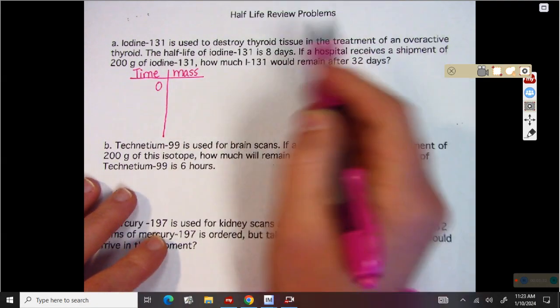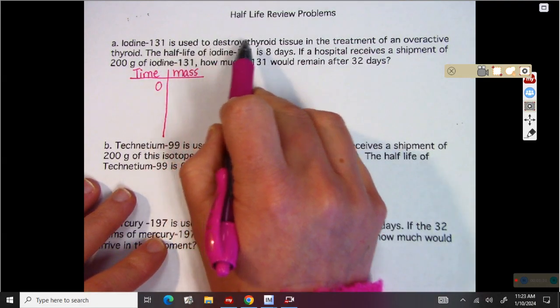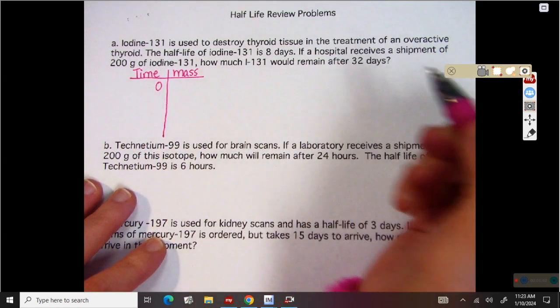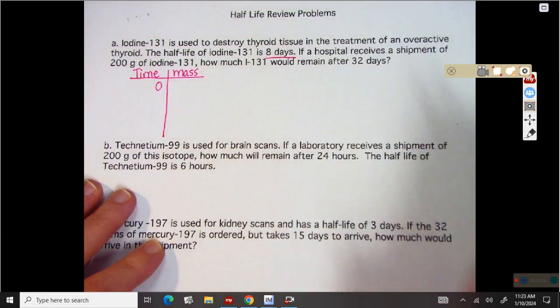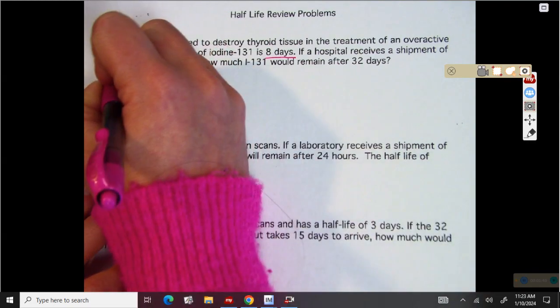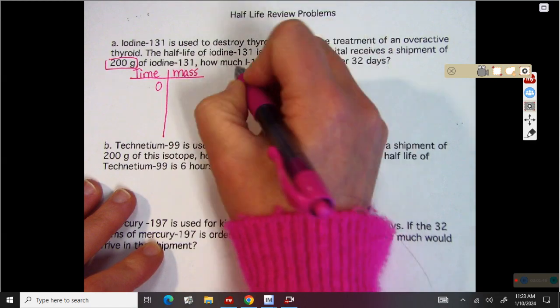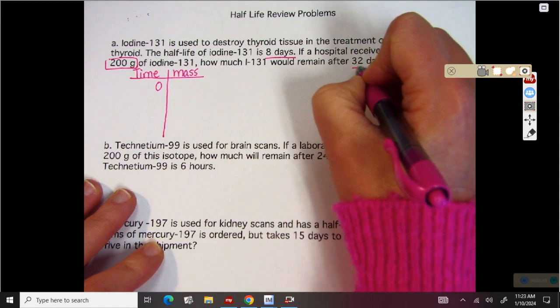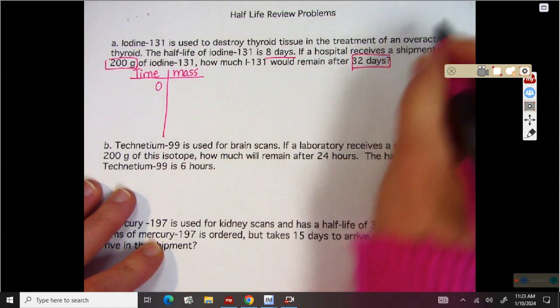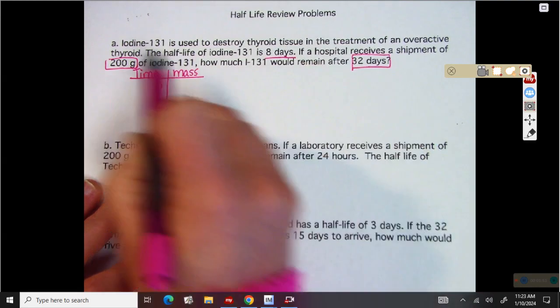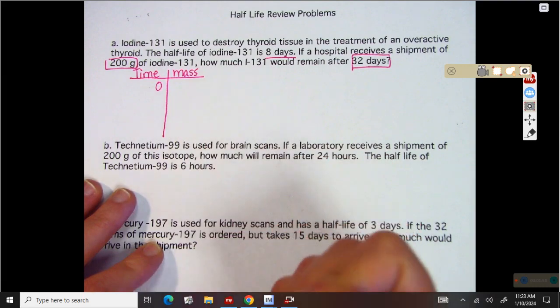Iodine-131 is used to destroy thyroid tissue in the treatment of an overactive thyroid. The half-life is 8 days. If a hospital receives a shipment of 200 grams, that's our starting mass, how much iodine-131 would remain after 32 days? So we know a couple things. We know our half-life, we know how much time we have, and we know our starting mass. So we want to know what mass will be left.